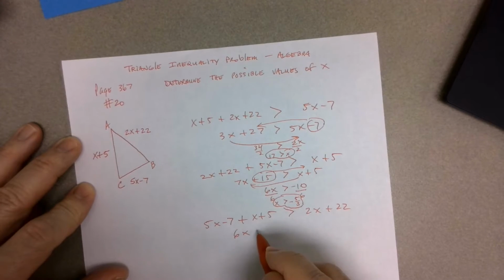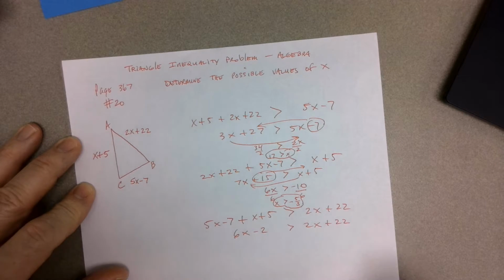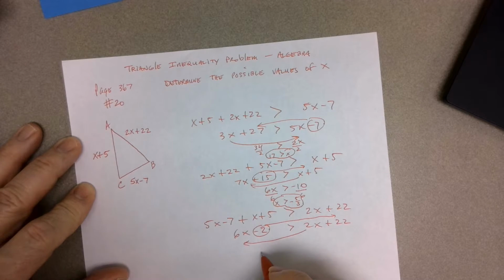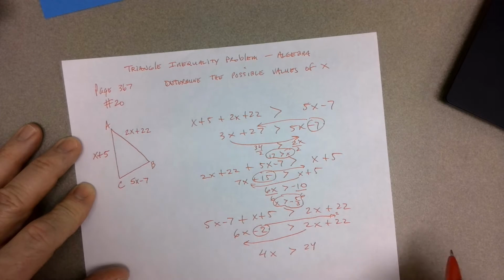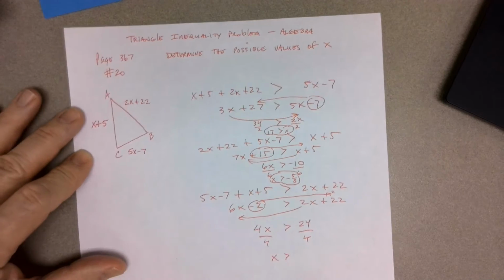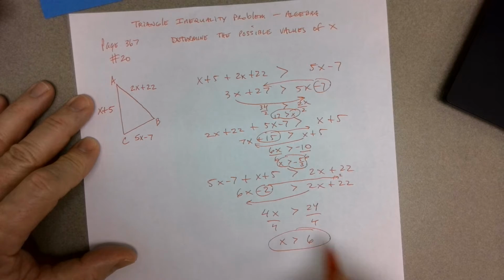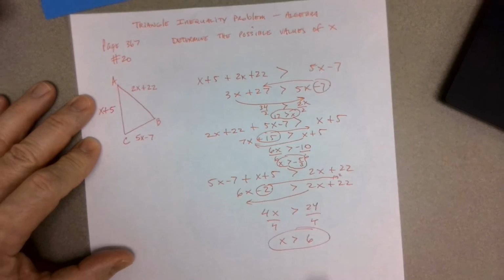So this is 6x minus 2 greater than 2x plus 22. I would move the 2x. This becomes 4x. This turns into plus 2, so it's 24 divided by 4. So x is greater than 6. Alright, so x is greater than 6 and x is less than 17.